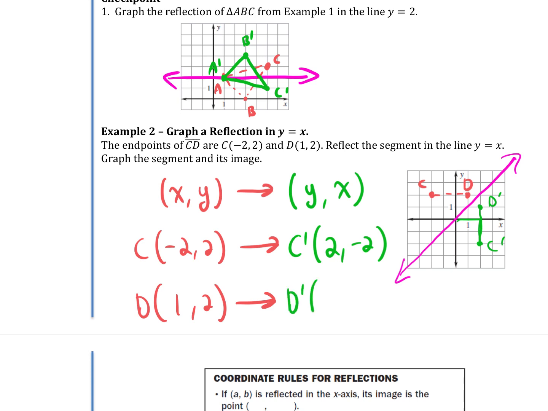How about D prime? What's D prime going to be? Well, we flip around the 1 and 2 to become 2 and 1. And you can see that (2, 1) is actually where D prime is, okay? So you can use the graph, or you can also use the coordinate rules, okay? Excellent.